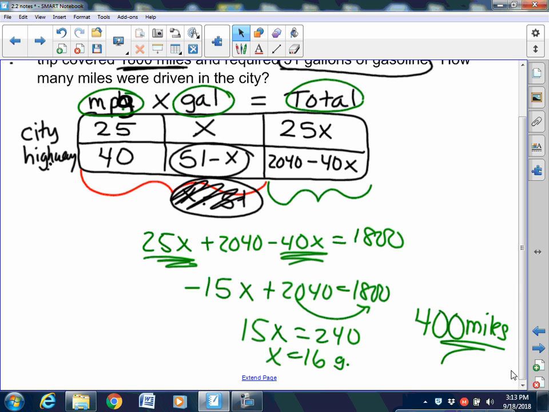Well, obviously, the other 1,400 were driven on the highway, right? They didn't ask that question. They only asked about the city. So even though you get the answer, it doesn't mean that's the answer on the answer key, because you have to answer what they ask you to.